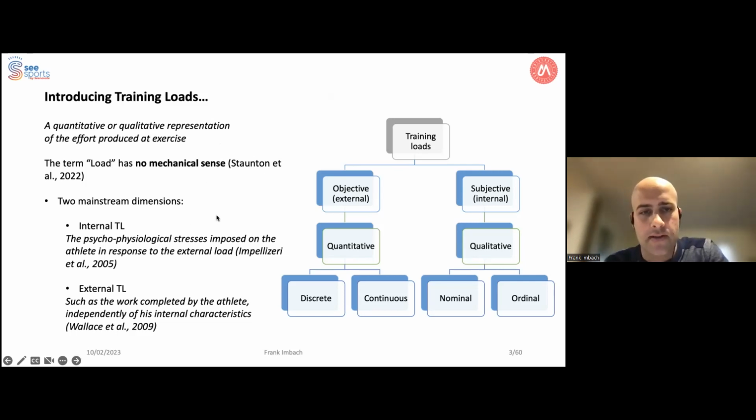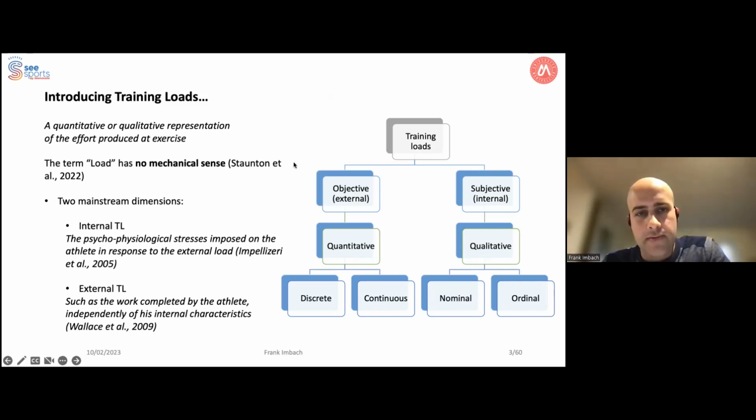For the objective training loads, the data or variables are mostly quantitative. I mean discrete variables or discrete data, such as data which have a finite value, and continuous data such as the age, the height, heart rate measurements, and mechanical work, energy, and so on.